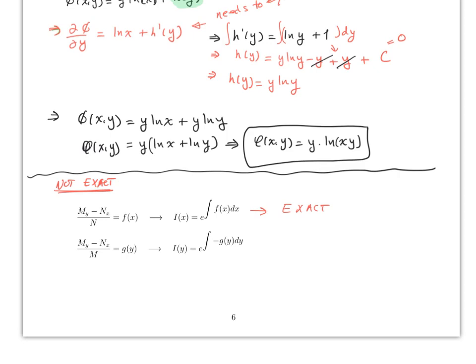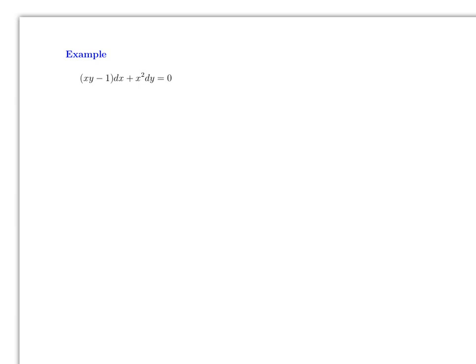The other case is this: if this partial minus this partial divided by M is a function that depends only on y, then this will make the equation exact. And once the equation is exact, you can use the exact same method we used in this problem and the previous one to solve the equation. If this is not the case, then you cannot solve the problem using this method. All right, so let's try this example.